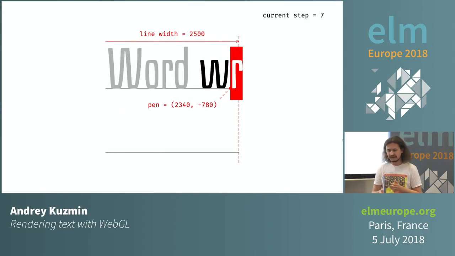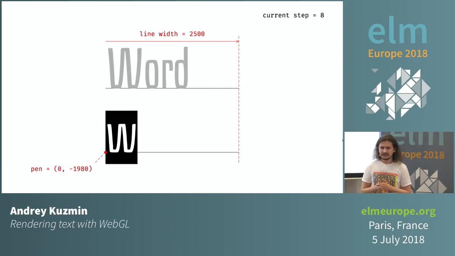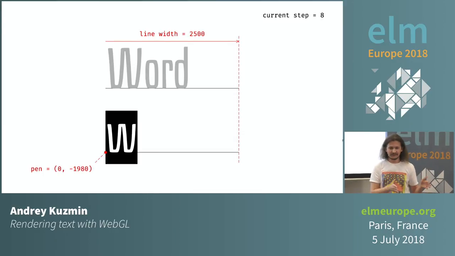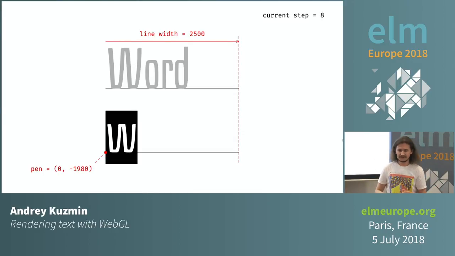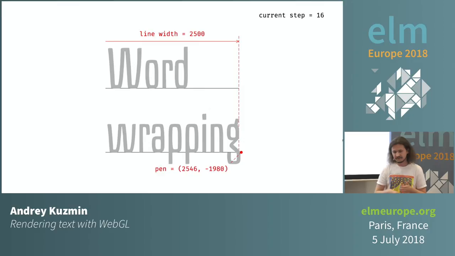And when the next glyph is going outside the line width, then what we do is we move the pen onto the next line, and we take the letters from the current incomplete word and we put them back so they will be rendered from the beginning of the next line. And we repeat this process until all the next glyphs are rendered.